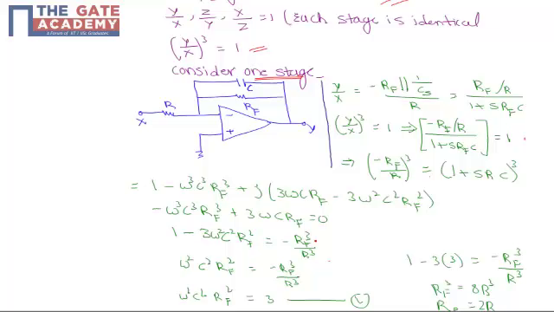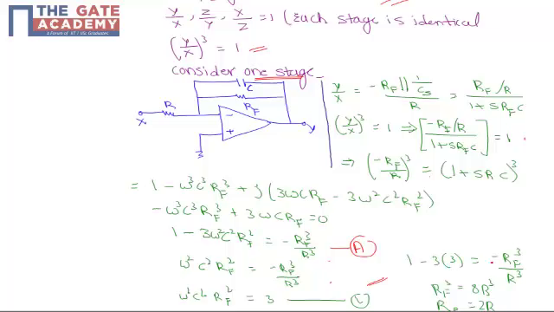Further, if you simplify, these are the steps we'll get, and from this step omega squared C squared RF squared equals 3, we'll call it equation 1. Now substituting this omega squared C squared RF squared equals 3 in equation A, we'll get 1 minus 3. This value omega squared C squared RF squared, we found from this equation, will be 1.